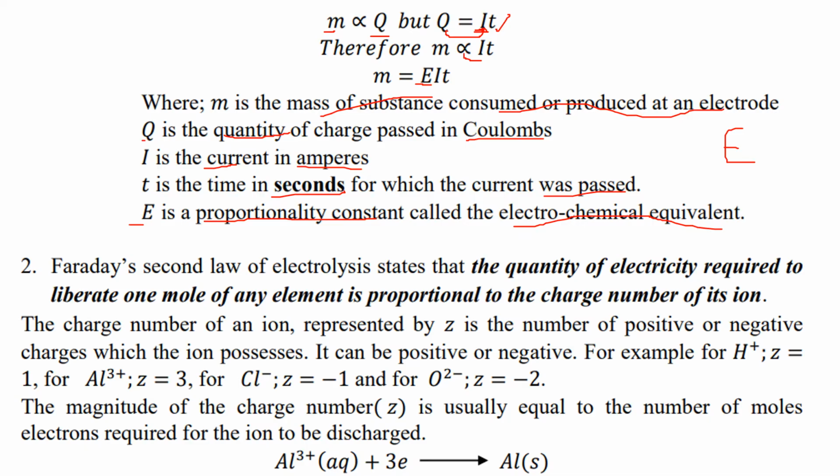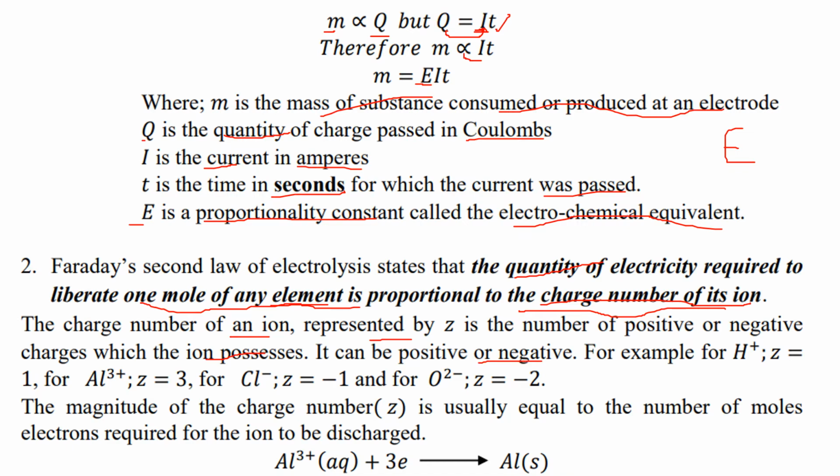Now the second law of Faraday of electrolysis states that the quantity of electricity required to liberate 1 mole of any element is directly proportional to the charge number of its ion. So looking at that, the charge number of an ion is represented by Z, and the number of positive or negative charges which the ion possesses is also represented by Z. So it can be positive or it can be negative.